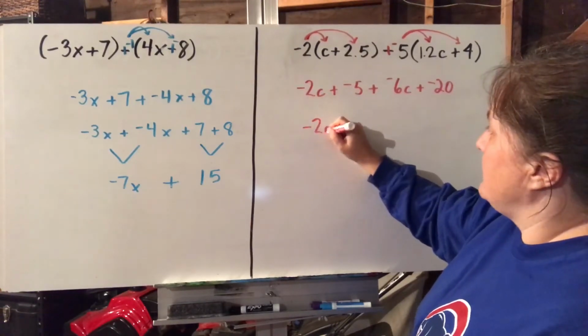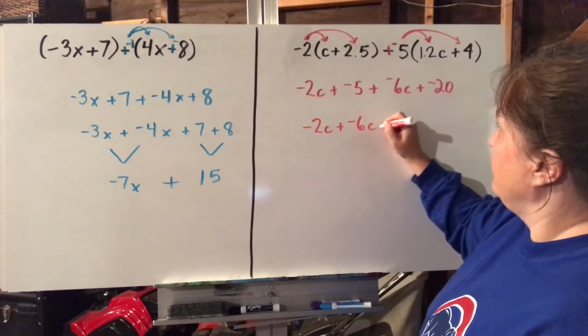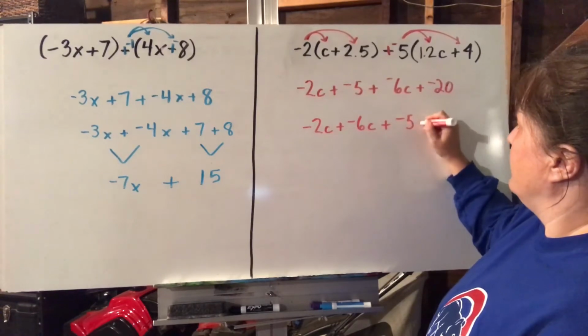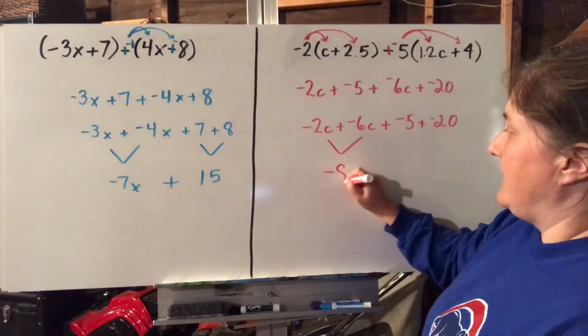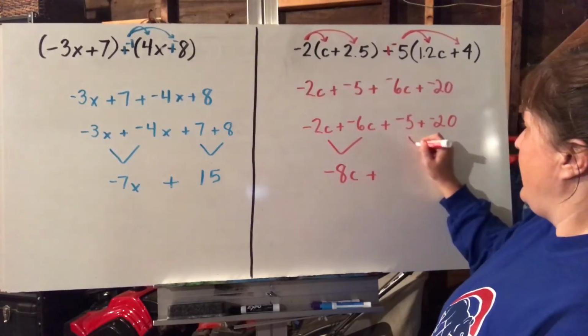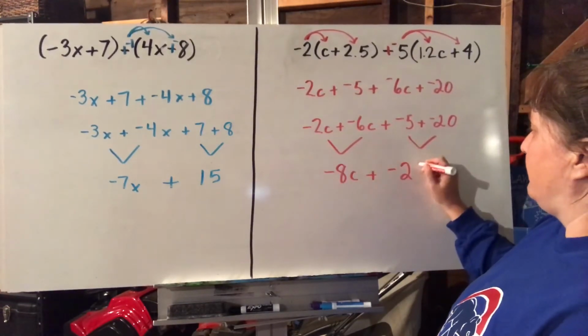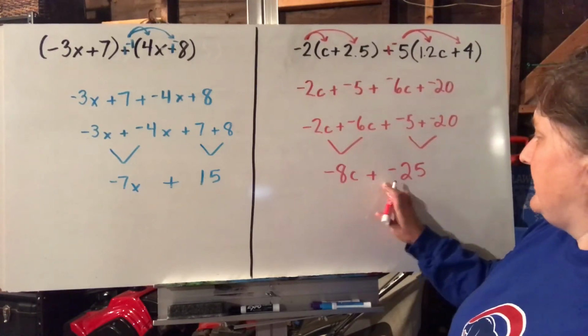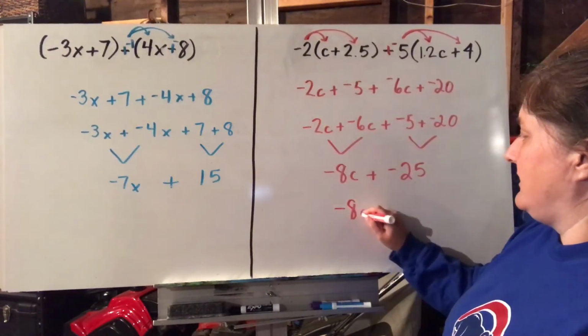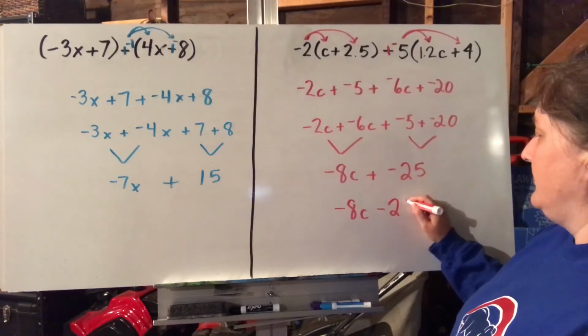So I'm rearranging here. My two c terms are going to give me negative 8c, and my two constants are going to give me negative 25. Before I call this my final answer, I'm going to simplify this plus minus and just rewrite this as negative 8c minus 25.